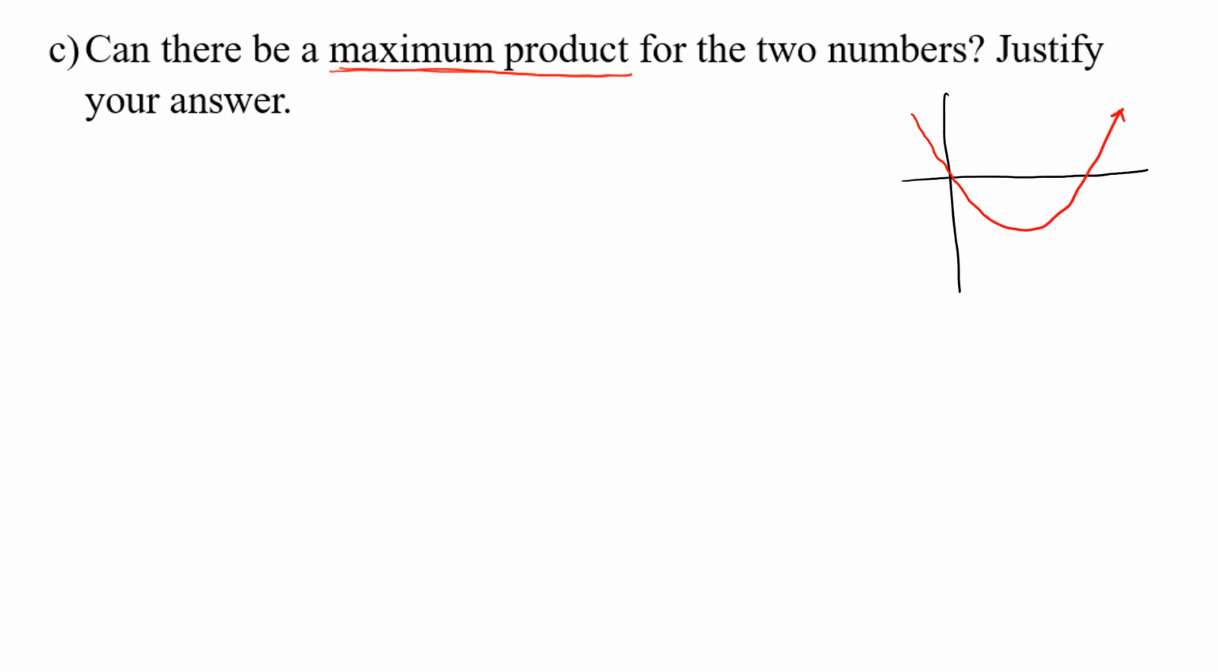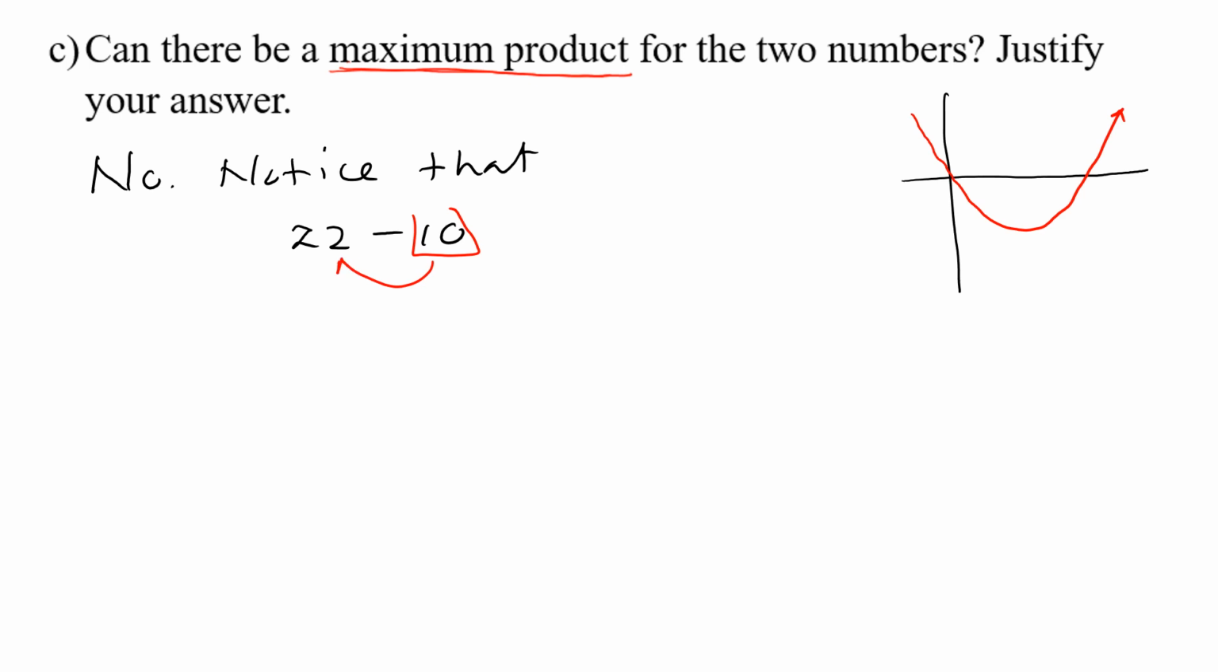We can say the answer is no, so there cannot be a maximum product. Notice that, let's look at a situation where you pick 22 and minus 10. So what you do is pick a number and add 12. You can pick a number and add 12. Then the difference is 12 very clearly, and what's the product when you do that? In this case the product is 220.